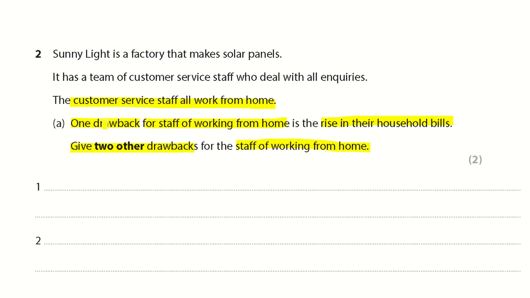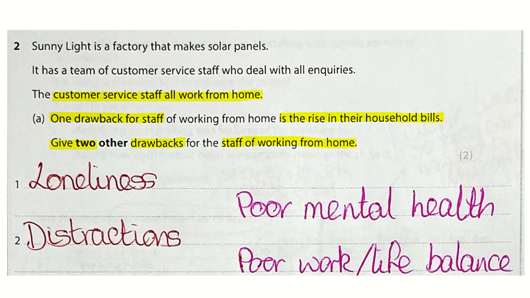So this one, we've got a drawback for staff of working from home. They've told us an increase in bills. So you've got to give 2 different drawbacks for the staff of working from home. 2 marks, it's a dead simple answer the question job. The 2 key ones I would have stated would have been loneliness and distractions. You could also have gone for poor mental health or poor work-life balance. Again, nice simple factual recall.